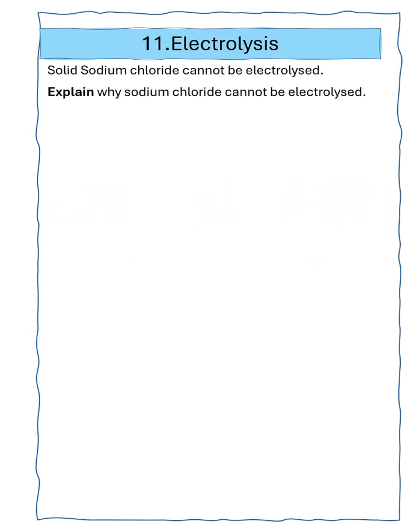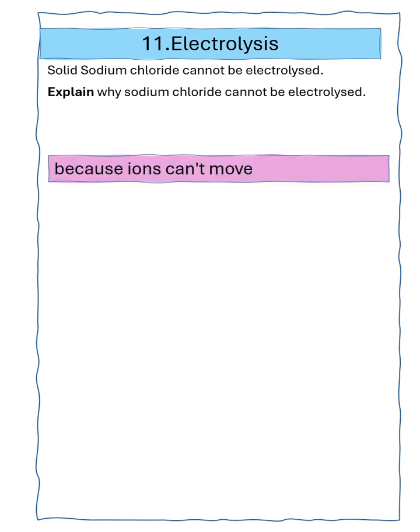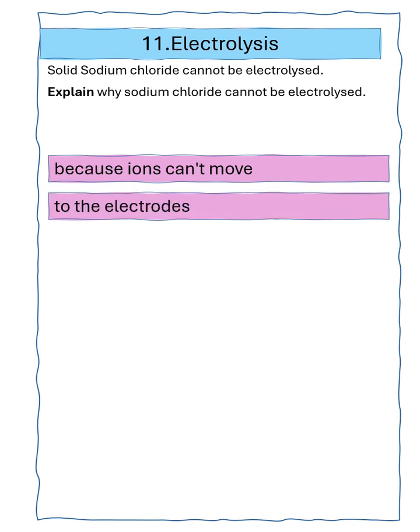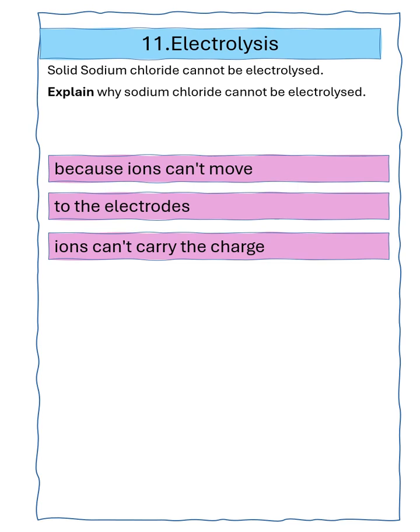Question 11, electrolysis says solid sodium chloride cannot be electrolyzed. Explain why sodium chloride cannot be electrolyzed. So we're told that the sodium chloride is in the solid form, and if it's in solid form, then ions cannot move. So we need to be saying that the ions can't move. We need to say where they can't move to, so they can't move to the electrodes, and if they can't move, then they can't carry the charge.